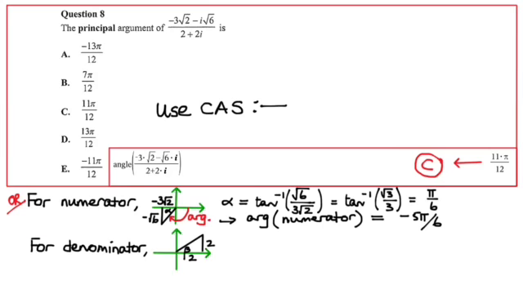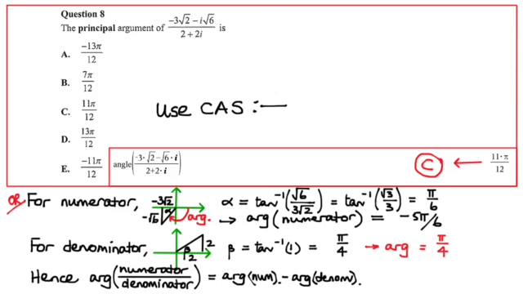Now, similar procedure for the denominator. We'll draw a little diagram to get your bearings right, guys, and we know that we've got positive 2 units in the x and positive 2 units in the y, which gets us an angle of course, it's pi on 4. Therefore, we're set to go now. We know that the argument of the denominator is pi on 4, the argument of the numerator is minus 5 pi on 6, therefore the argument of the numerator over the denominator is the argument of the numerator minus the argument of the denominator, and that's going to be minus 5 pi on 6 subtract pi on 4.